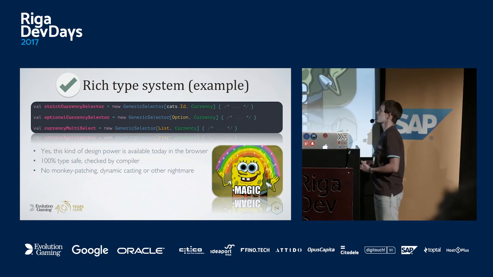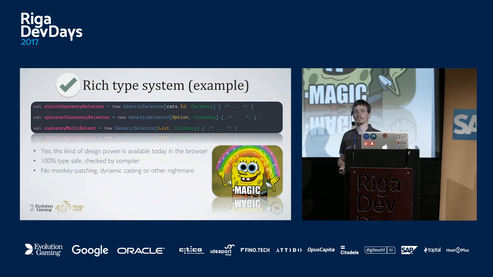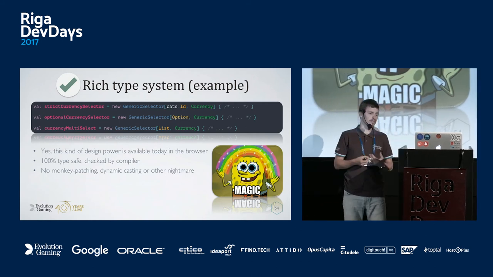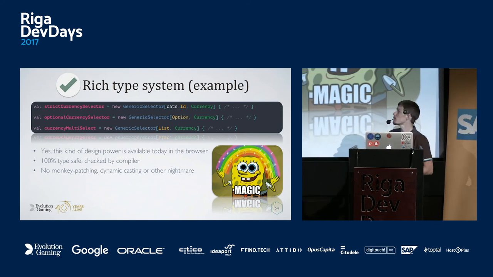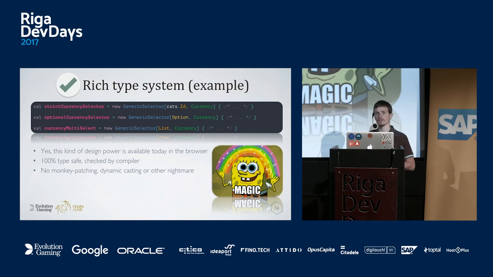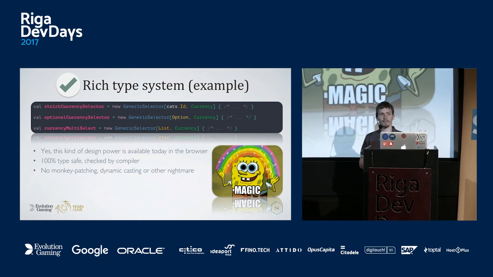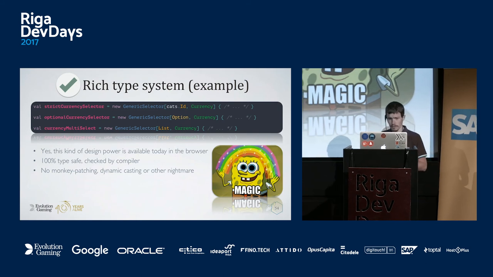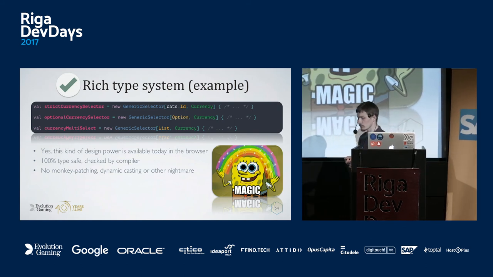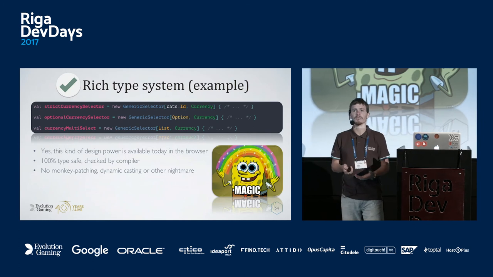This gives so much power in designing things, in designing software in the browser. And this is available today in ScalaJS. There is no monkey patching, no dynamic casting, no nulls, undefineds, or whatever stuff you can have in JavaScript. And this is really, really nice. You feel really wonderful when you can just express yourself with the full power.